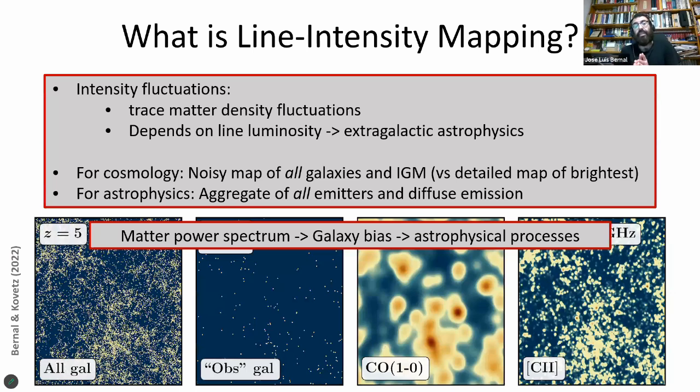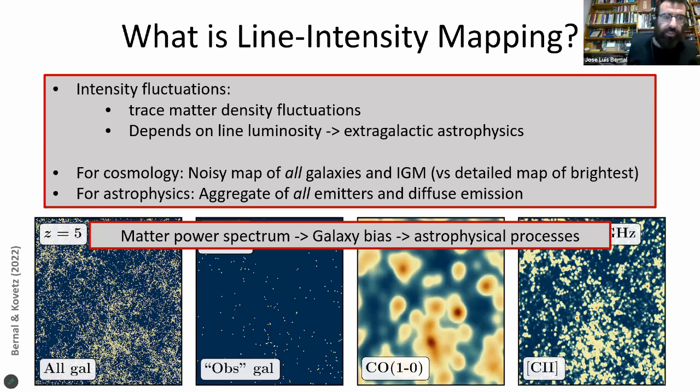And basically what we are targeting at the end of the day is to measure the intensity fluctuations. And of course, since this radiation comes from galaxies, especially at low redshift, we will be tracing the matter density fluctuations, and the amplitude of these intensity fluctuations could depend not only on the amount of galaxies that we have, that will be the tracer of the large scale structure, but also on the specific line luminosity for each galaxy. And this is why line intensity mapping is also a proxy for extragalactic astrophysics, because it depends on all those astrophysical processes that trigger the emission line. Therefore, line intensity mapping has information both for cosmology and astrophysics.